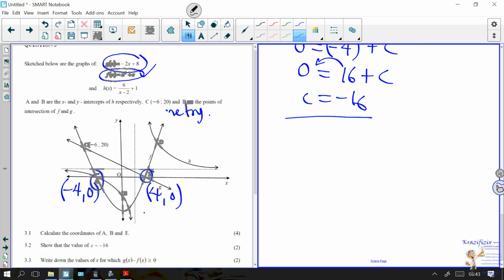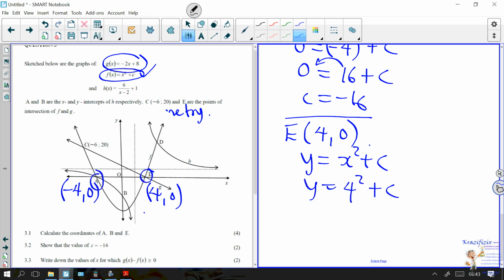Because point E is also there, you remember E is (4, 0). What do I have? Y equals x squared plus C. Y equals 4 squared plus C. Y equals 16 plus C. By the way, my y value, because it's on the x-intercept, is 0. So what do I have? C equals negative 16. So we have about 3 ways of proving that.